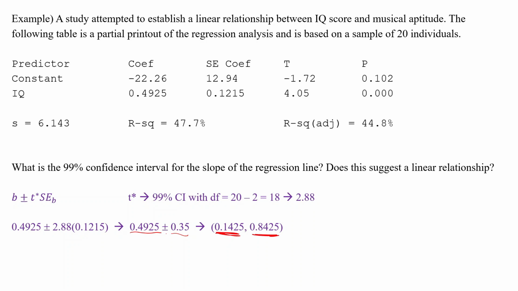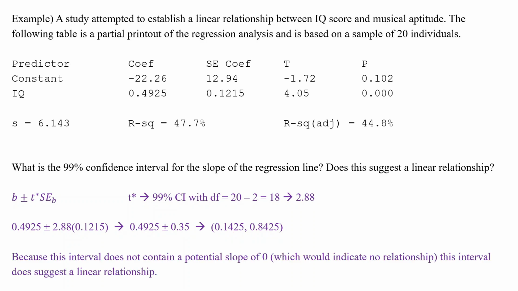Now, you need to be able to interpret this. Okay. Remember that this calculates a confidence interval that attempts to capture the true population slope. It does not suggest anything about correlation or anything about strength of the linear relationship. We are just attempting to find the slope. Now, because this interval does not contain a potential slope of 0, and a slope of 0 would indicate no relationship, this interval, in fact, does suggest a linear relationship.